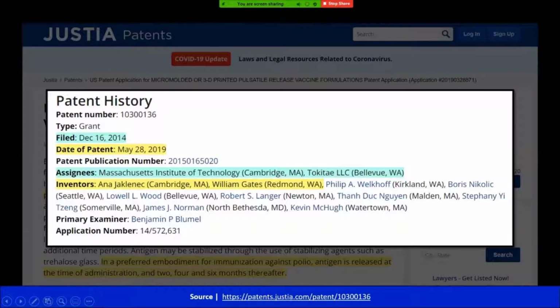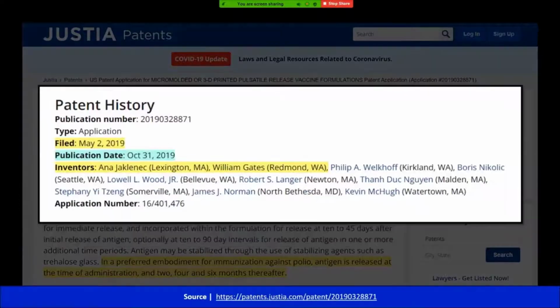Who was assigned the patent? Massachusetts Institute of Technology, that's MIT. And then here's another one, Tokatai. I'm not familiar with them, but MIT, everyone knows MIT. Inventors, Anna Jelinek, Jack Lennick, and then William Gates. William Gates is Bill Gates, and I'll show you that in a second.